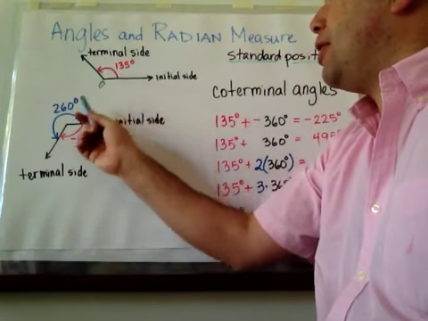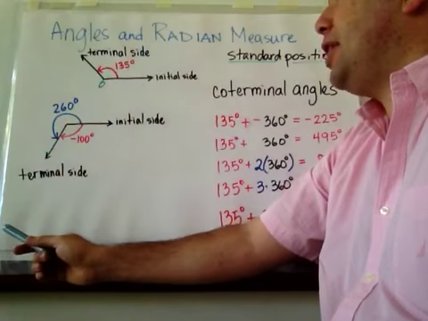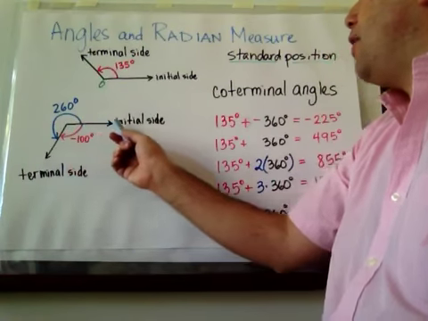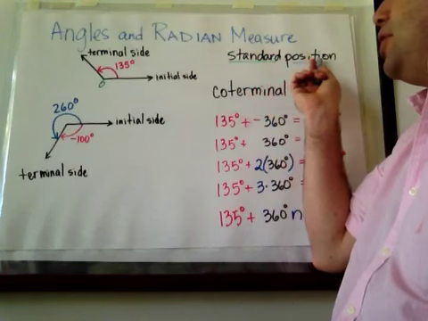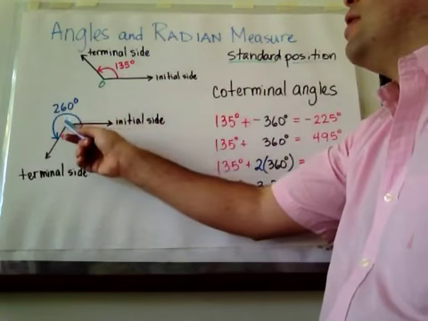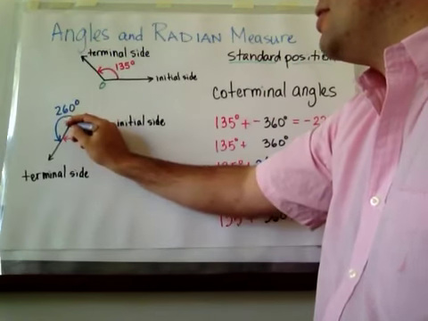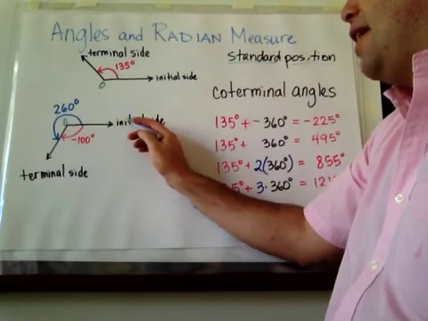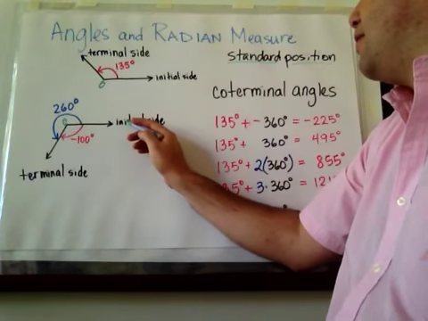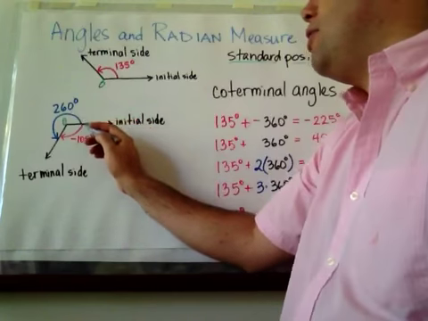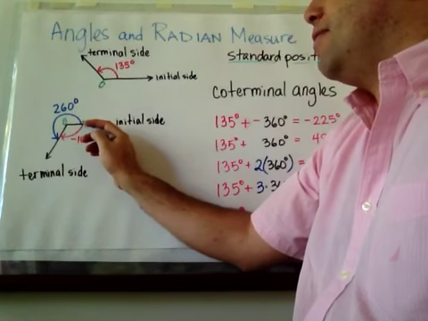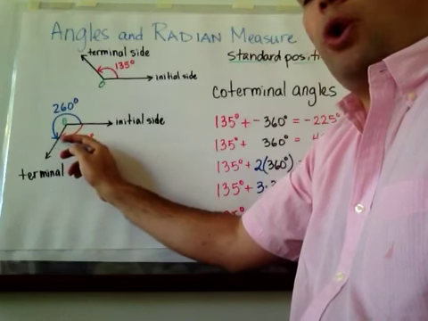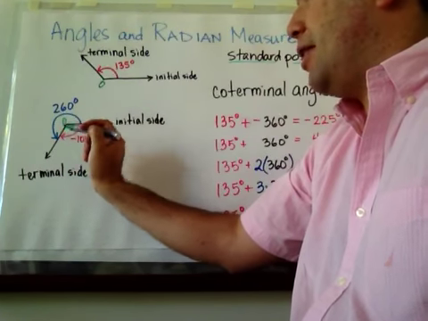This angle in particular measures 135 degrees. This other angle is also said to be in standard position, meaning the vertex is at the origin, so this is the origin, (0, 0), and this is the positive x-axis, or the positive horizontal axis. When we measure the angle counterclockwise, this angle in particular measures 260 degrees, positive.